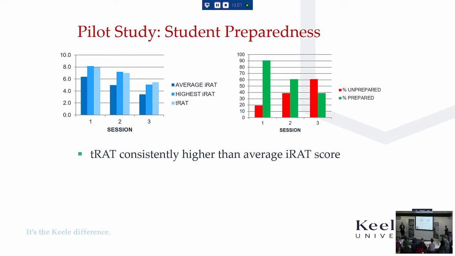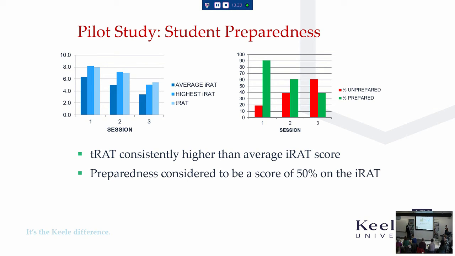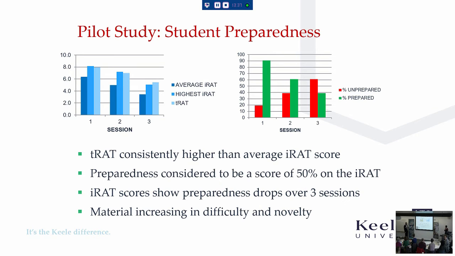You can do lots of things around TBL, looking at their IRAT scores and the TRAT scores and things like that. What's slightly more interesting is looking at how they actually did in their individual tests. We brought them all in and looked to see how prepared they were for the session. And as you can see, as the three sessions go on, they're getting more and more unprepared, as it seemed. Prepared was considered to have 50% or more on the IRAT.